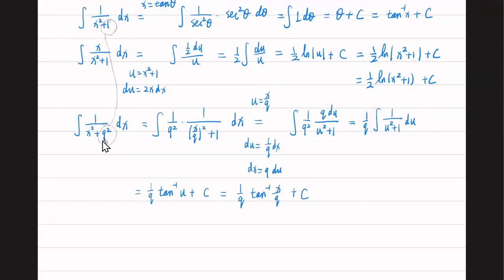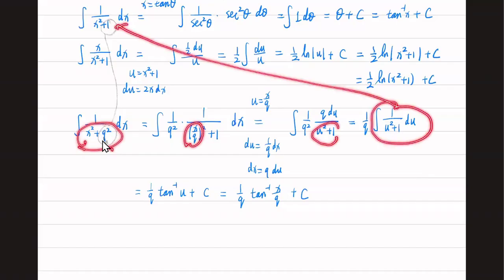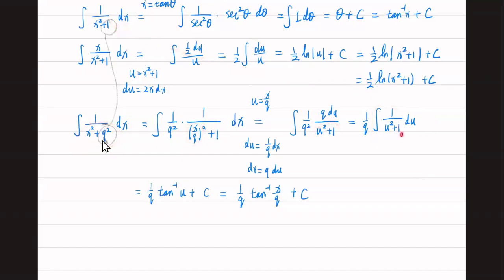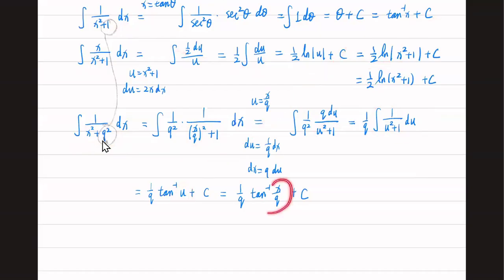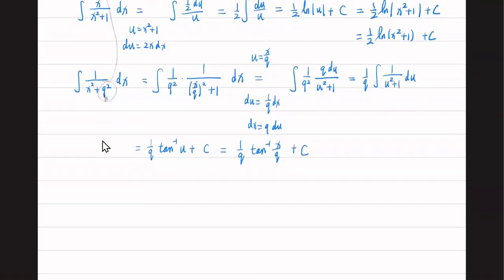Okay, so if we have a factor x squared plus q squared, then we use the substitution, convert to something of exactly the same form. If it is exactly the same form, we have the exact same integral, just with x replaced by u, and then go back to x.